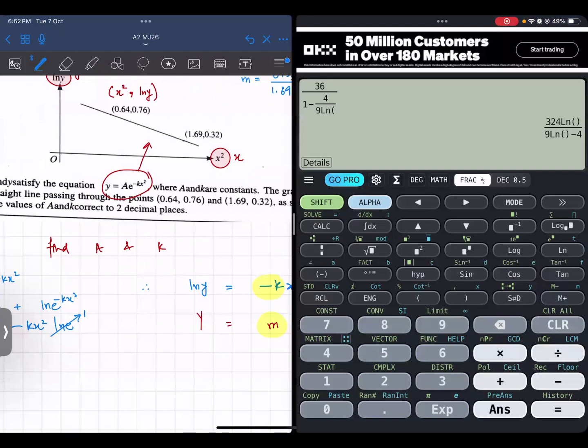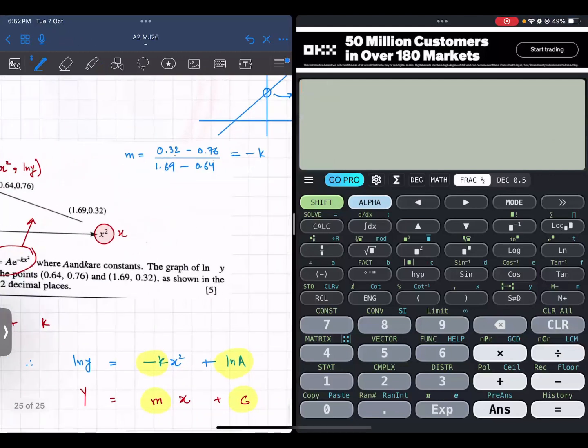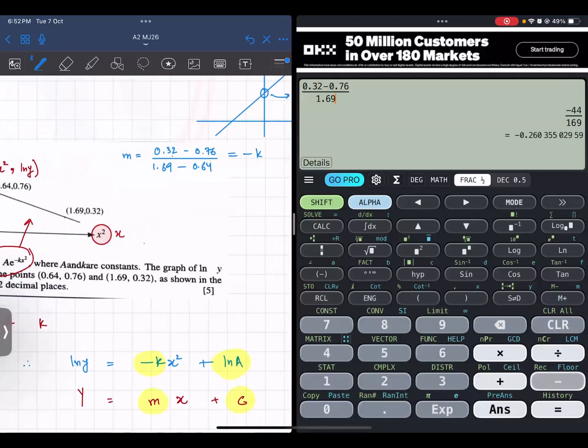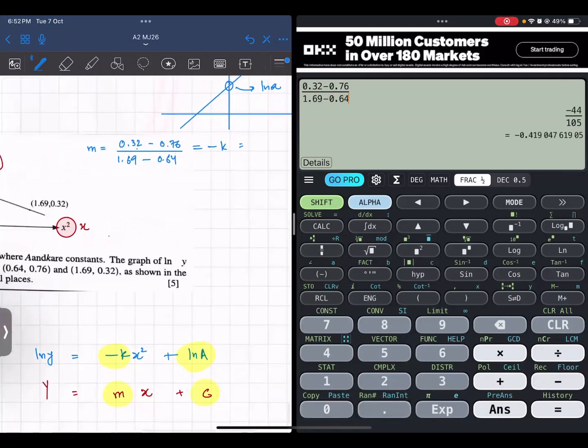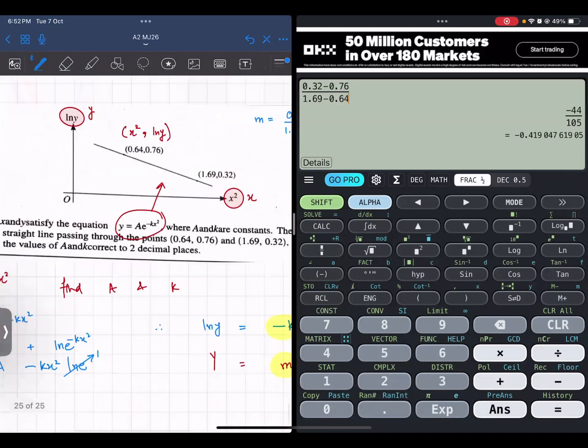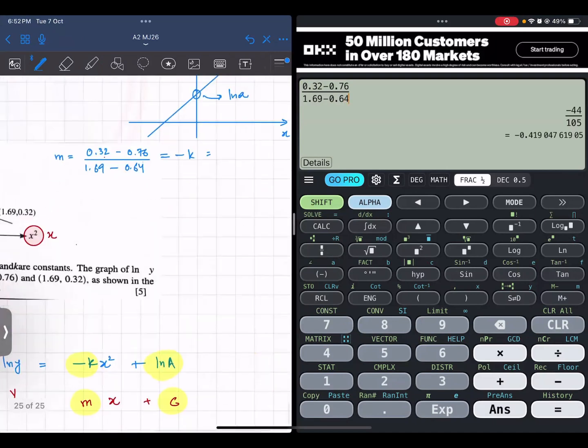So use the calculator: 0.32 minus 0.76 upon 1.69 minus 0.64. Give your answer correct to 2 decimal places. So minus k is equal to minus 0.42, sorry. So this means your k is coming out as 0.42.